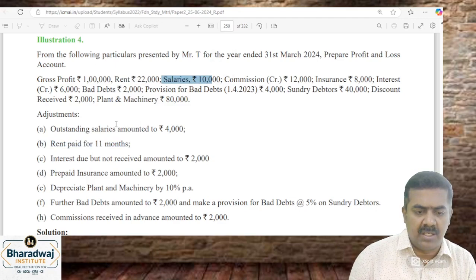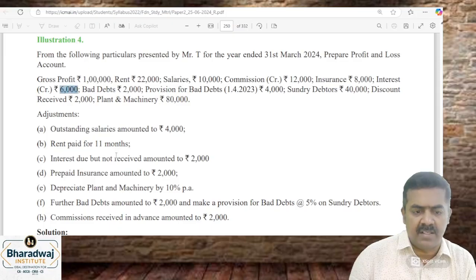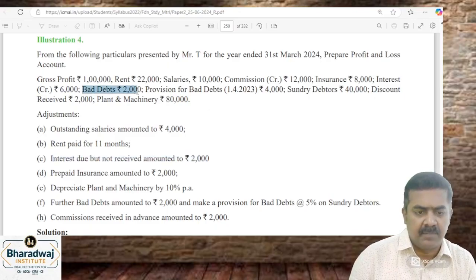Salaries 10,000 given, outstanding salary we will add. Commission we will credit to P&L account. Insurance we will debit after eliminating which one? Prepaid insurance. Interest 6,000 we will credit. We will add accrued interest. Provision for bad debts are given.